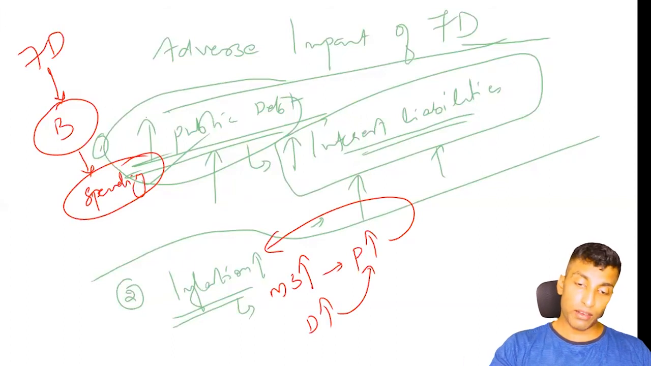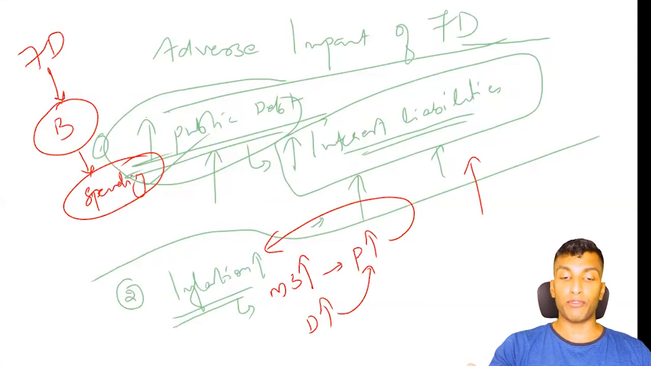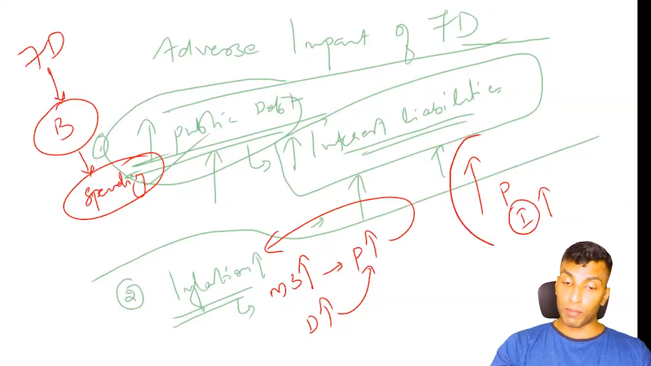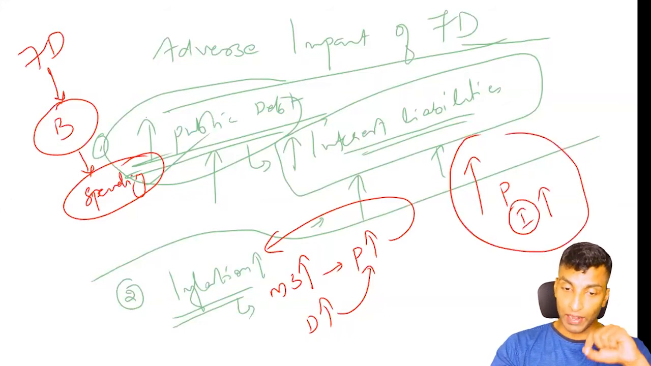And why, when the government keeps on borrowing, does the interest rate also keep on increasing? Because when the government keeps on borrowing, ultimately there is a demand for money. When the demand for money increases, the price for money will also increase. Demand for money means price for money. What is the price for money? That is the interest only. So when the government borrowing is high, the interest will increase.